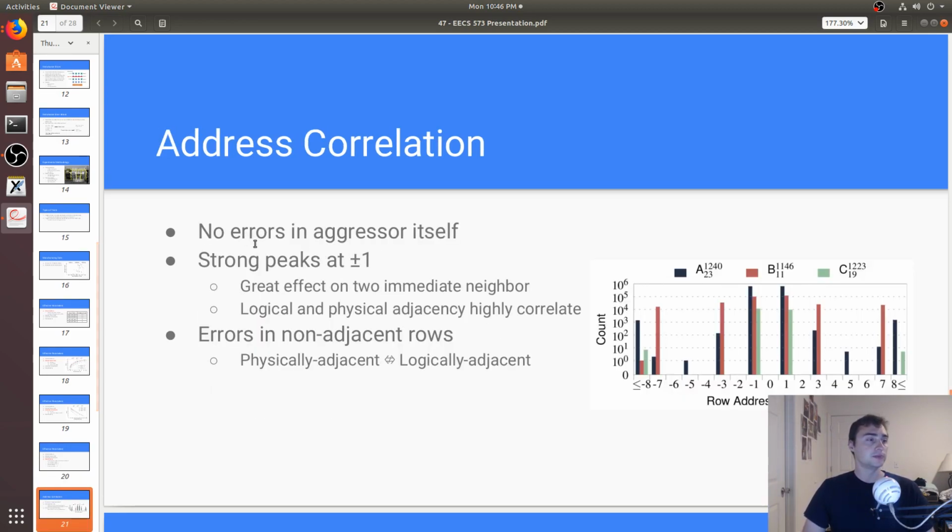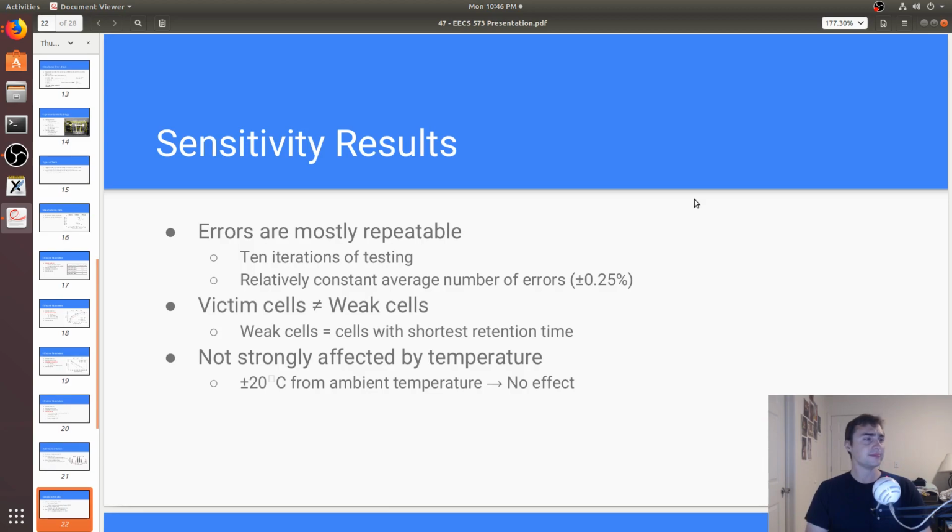One of the other interesting points is that we're accessing this word line over and over and over, but that actually doesn't cause any errors to that line. So what we're actually reading doesn't end up seeing the errors. It's only an effect on the neighboring ones. Right, so strong peaks at plus or minus one, which means immediately adjacent cells are the most at risk. But that's still not necessarily to say that non-adjacent rows won't also face effects, right? And they showed that this was pretty repeatable, or actually very repeatable. So they did this across a bunch of iterations.